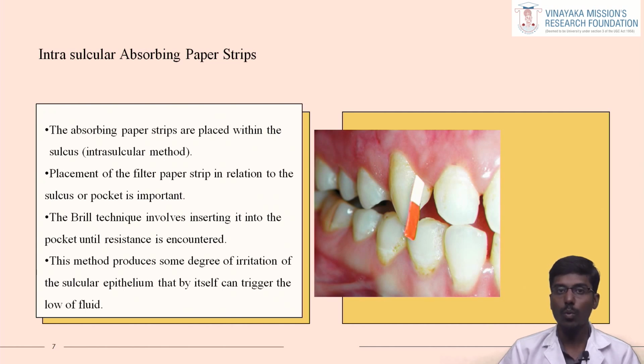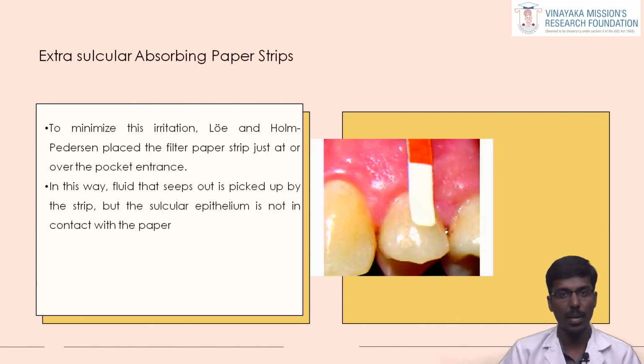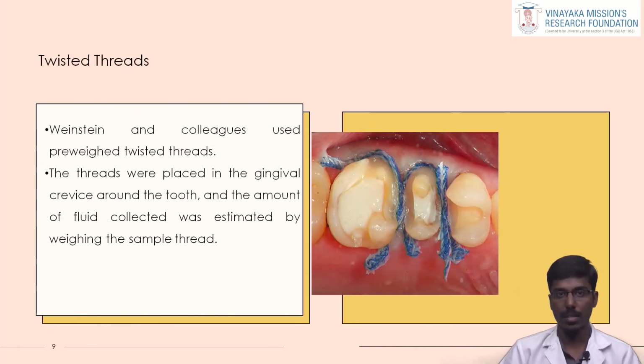So, in order to overcome this disadvantage, they developed the extracrevicular paper strip method. In this method, the absorbing paper strip will be placed at the opening of the gingival sulcus so that the fluid that seeps out of the gingival sulcus will be collected by the paper strips, as you can see in the image.